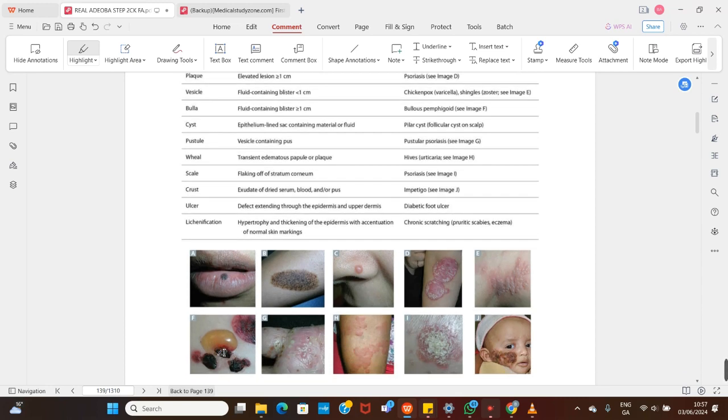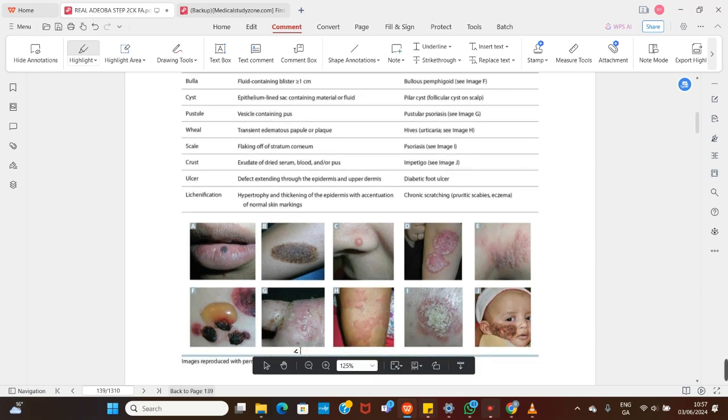Then we have cysts. So cysts are just like epithelium lined sac containing materials of fluid. So follicular cysts, I don't have a picture of that, like your pilar cyst or a follicular cyst in the scalp. Maybe when we get to that section, we are going to look for an image that shows that.